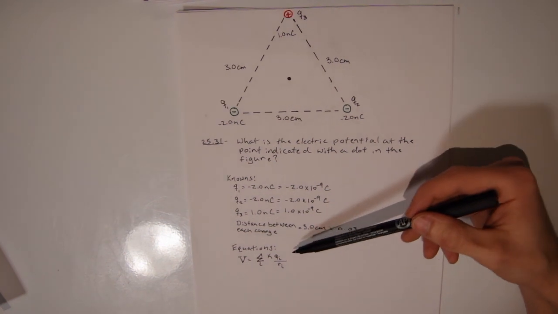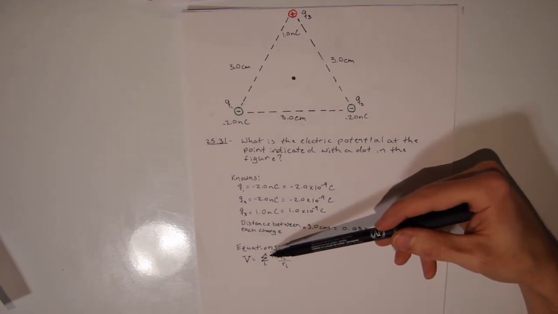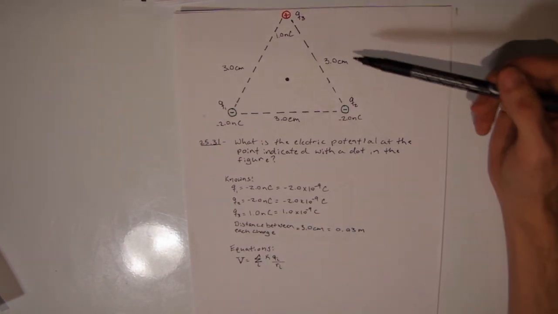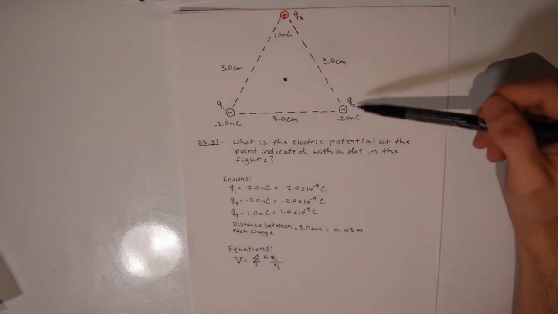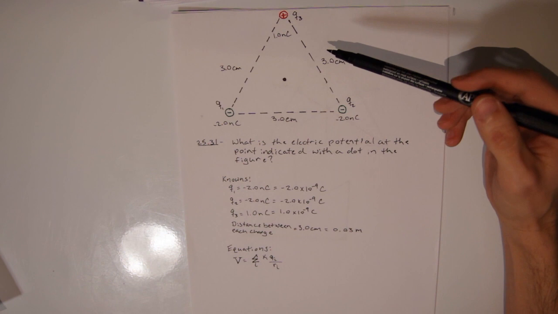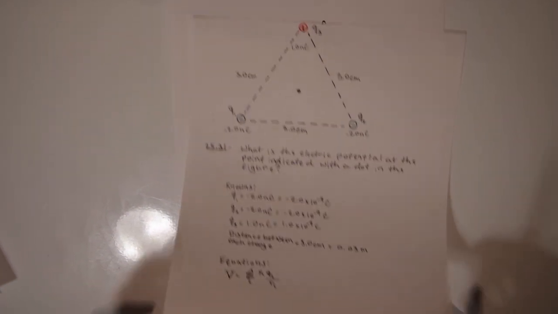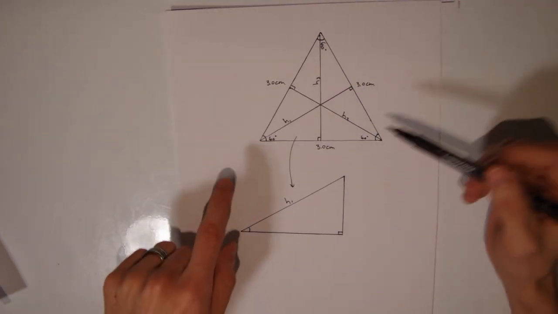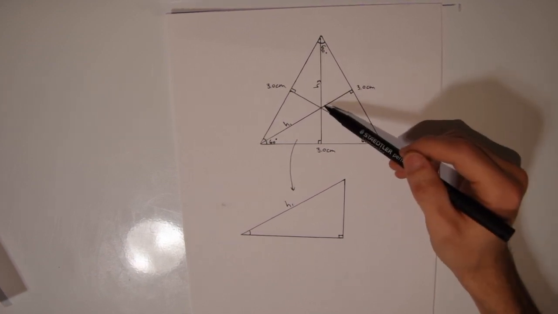The important equation we're going to use is the electric potential equals the sum of k Qi over ri. We can't use the 3.0 centimeters as our radius because we're not trying to find the electric potential at any of these corners of the triangle. So we have to go back to trigonometry and think about equilateral triangles. If you take a line from each vertex to the center of each leg of the triangle, you will intersect here at the center.